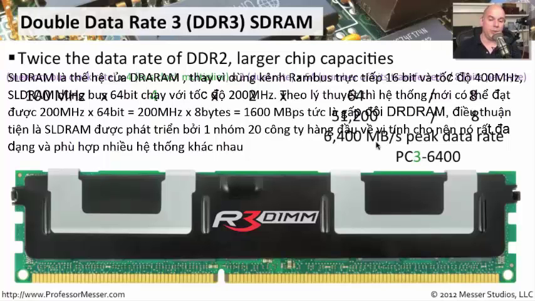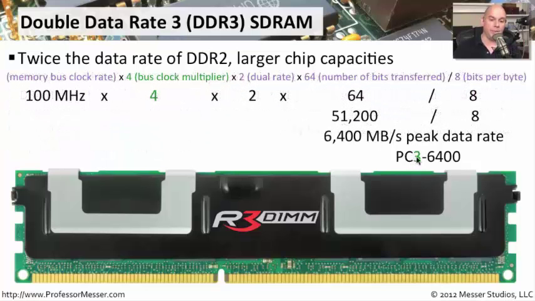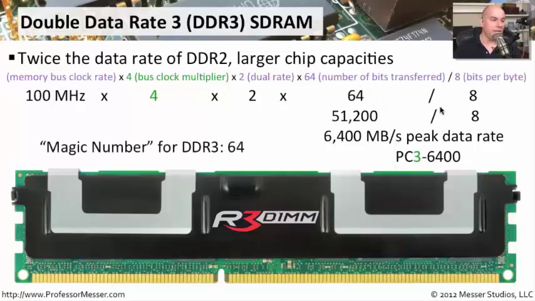And we can see here that we put a 3 on the end of the PC3 to designate that this is DDR3 memory, and then our peak data rate of 6,400. That means that magic number that you can use instead of going through that big set of equations is that you can take the 100 megahertz clock rate and simply multiply it by 64 to come up with 6,400 megabytes per second as your peak data rate.